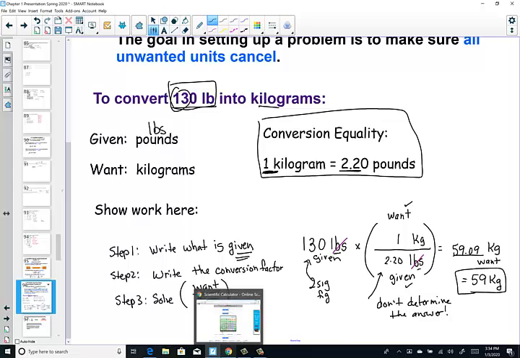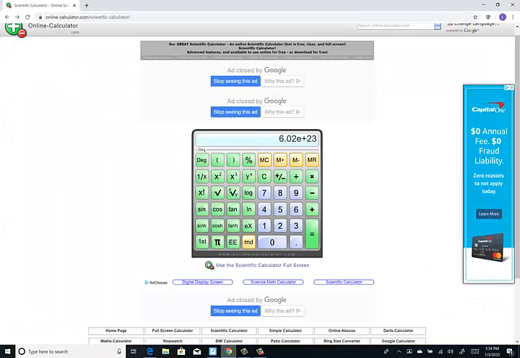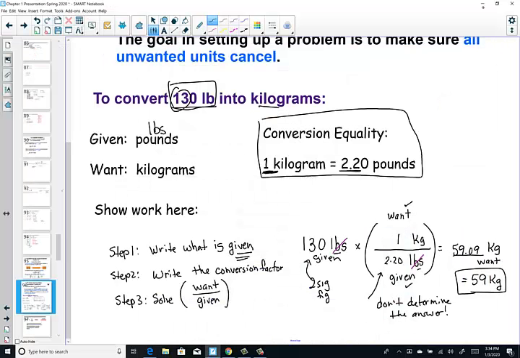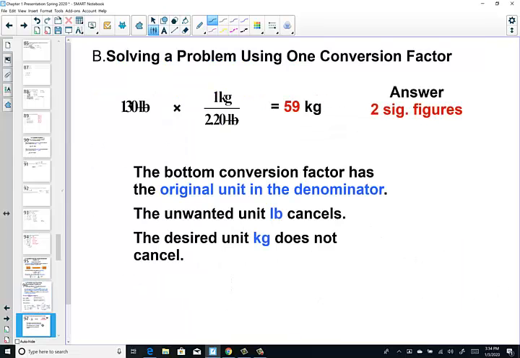Just making sure that we see what I've done here on the calculator. I took 130 and I multiplied by parenthesis 1 divided by 2.20 close parenthesis, equal. And that's where I got 59.0909 repeating. And then I decided that correct sig figs, 2 of them, would be 59 kilograms. And that's our answer there. Notice that the pounds canceled and brought us to 59 kilograms.